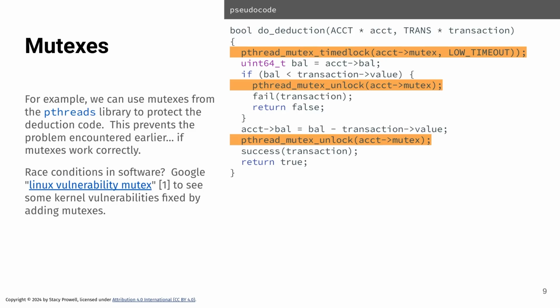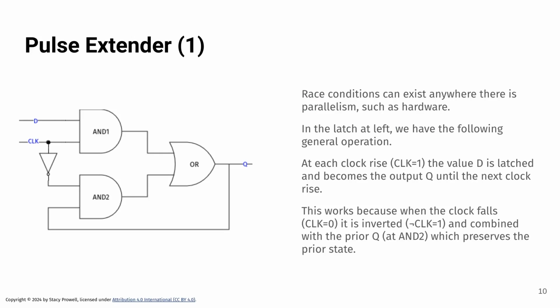So there you go. You might be wondering, race conditions. Race conditions are something that everybody knows about. That wouldn't happen. So if you're curious about whether race conditions happen in like the Linux kernel, go and Google Linux vulnerability mutex and see some kernel vulnerabilities that were fixed by adding mutexes. All right. Code's not the only place where this stuff shows up.